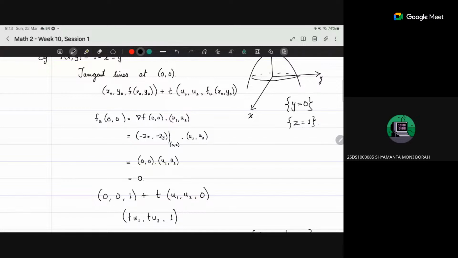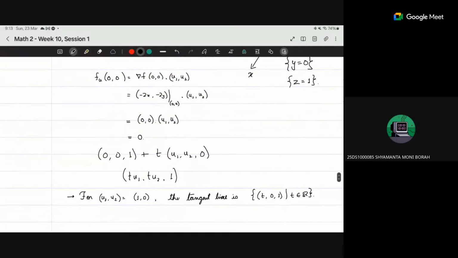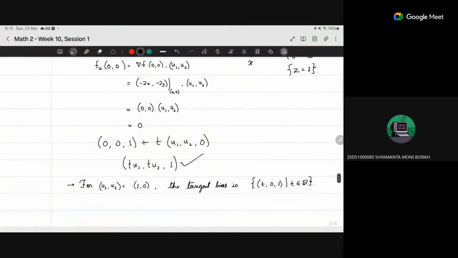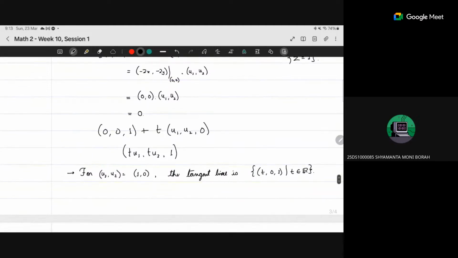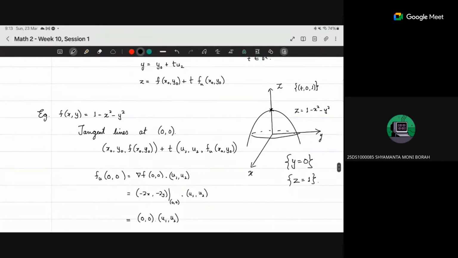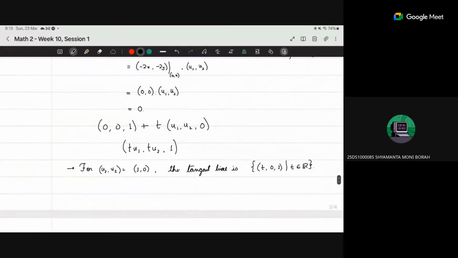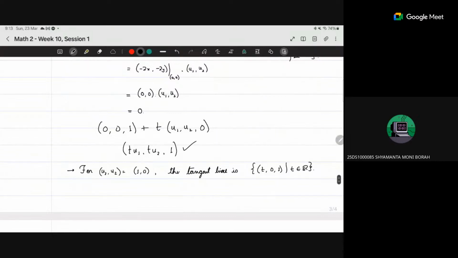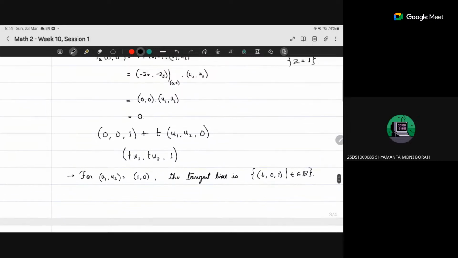Okay, so in general it is (tu1, tu2, 1). But I considered the particular case where (u1, u2) is equal to (1, 0), which gave me this thing, (t, 0, 1), where t varies in R. U1, u2 was not given. So if these are equations of all possible tangent lines, then by varying u1, u2, you will get all possible tangent lines. We will get many tangent lines like this.